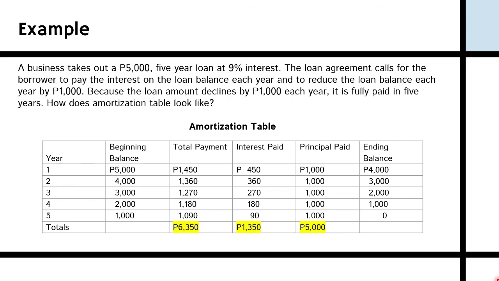And in the second year, the loan balance will be 4K or 4,000 na lang. So, ang interest dito is 4,000 times 9% equals 360. And ang total na babayaran nila for the second year is 1,360 pesos. And ganoon na lang din yung gagawin sa remaining years.